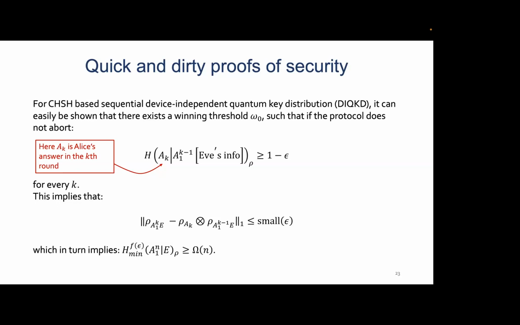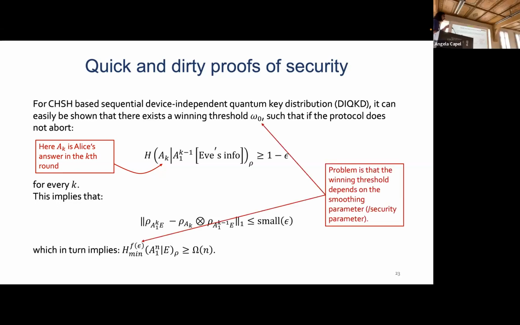This is exactly the sort of thing you want to show for a cryptographic protocol like this. The problem with this approach is that it ends up linking the smoothing parameter and the winning threshold of the game. And you typically want the smoothing parameter to be really small, which would imply that the winning threshold for the CHSH games needs to be really close to the maximal winning probability. And this is really a bad protocol because it can't be implemented in practice. So this proof method still gives you a proof of existence type proof, but it's not a real world proof.